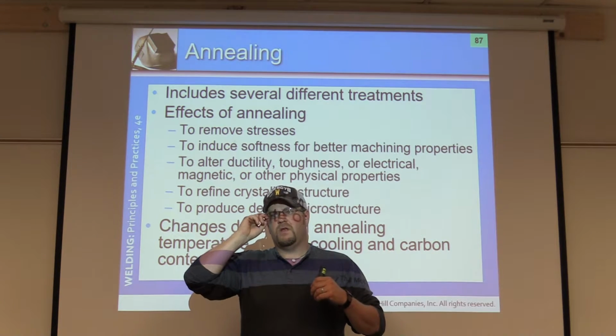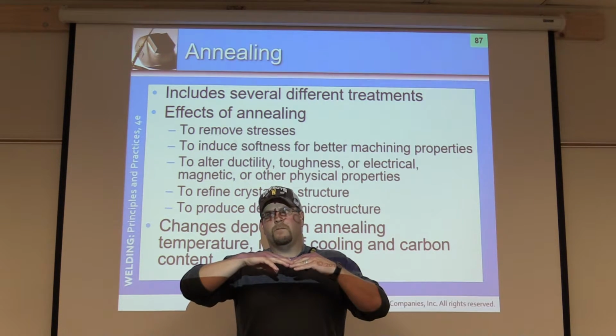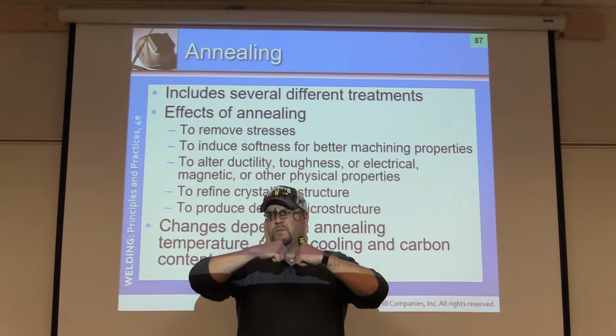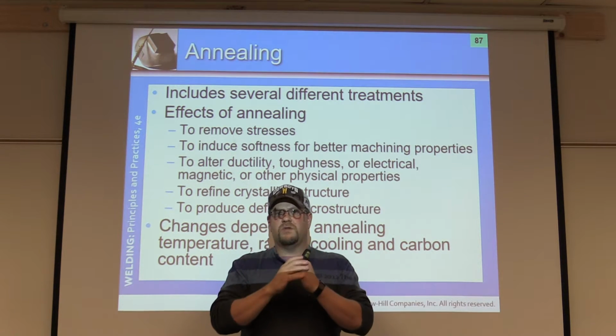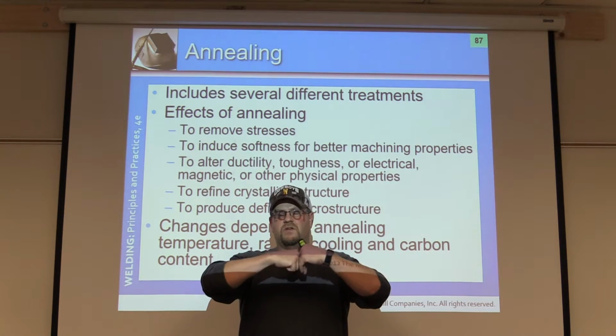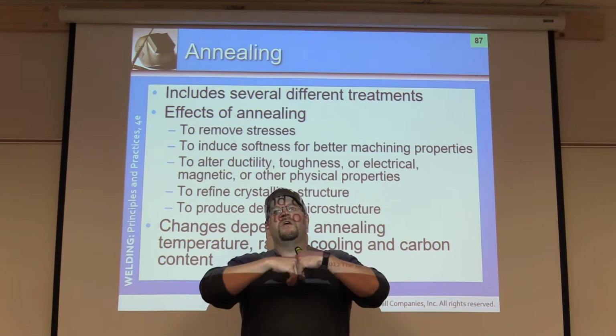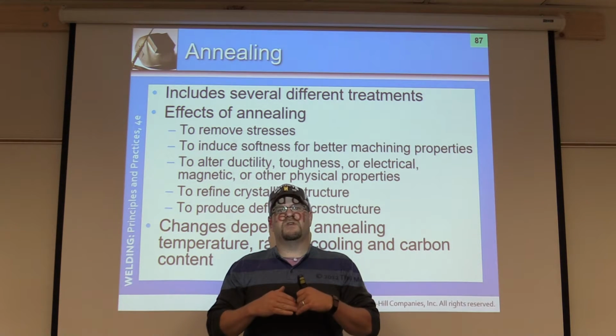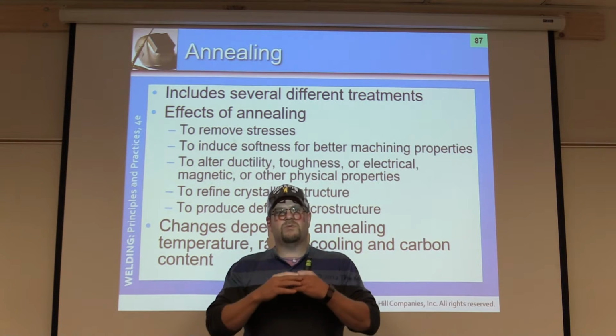So at that point it also becomes very brittle right along the weld zone, okay? If it were to pull apart, a lot of times it can be right at the weld zone because of the internal stresses within it. If we want to relieve that stress, we would do a stress relief annealing.